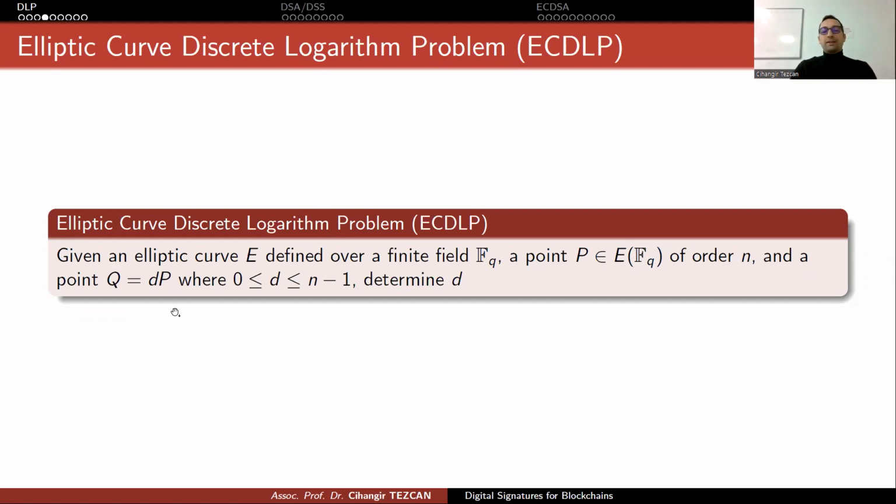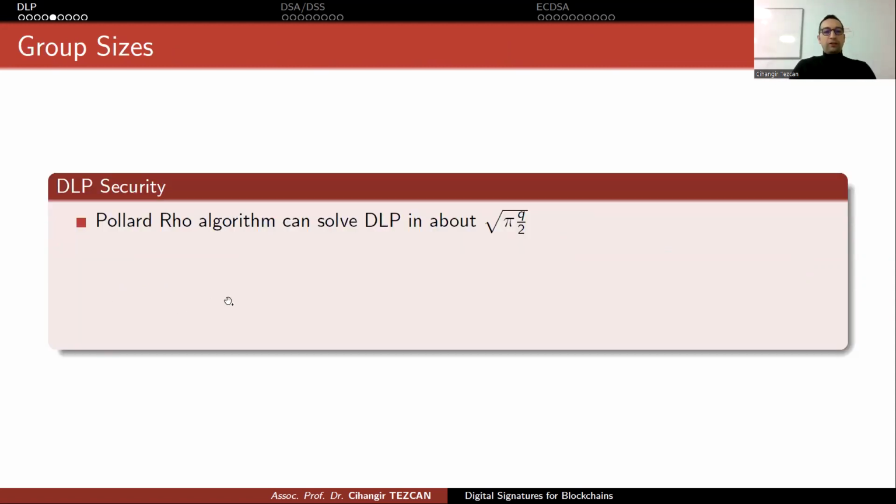Again, the brute force is simple. You start adding P to itself, and at the D-th trial, you will realize that it will give you the point Q. But of course, this is again an exponential time algorithm. All right. So why is this better than the other group? Because here we have the Pollard rho algorithm that can solve any discrete logarithm problem with about this many operations. Okay, so if you are working over the field F_q, you can do around q over 2 operations. So if you use big O notation, it will be square root of q over 2. Okay, actually 2 will also cancel, so it will be square root of q.